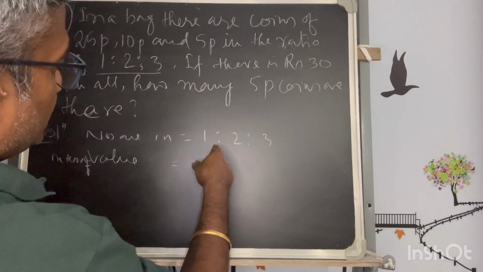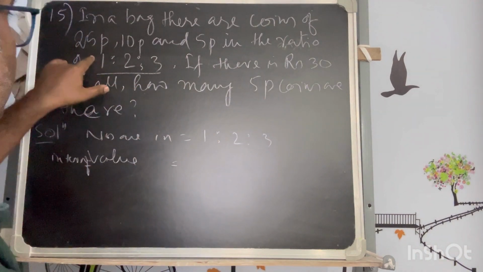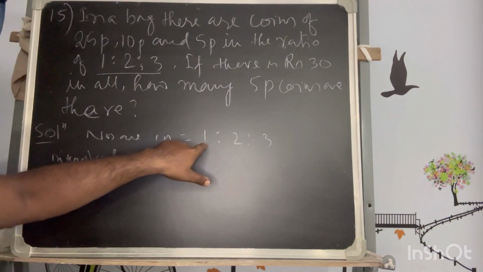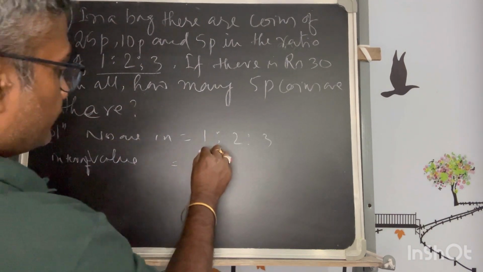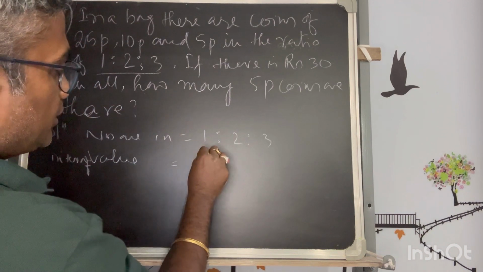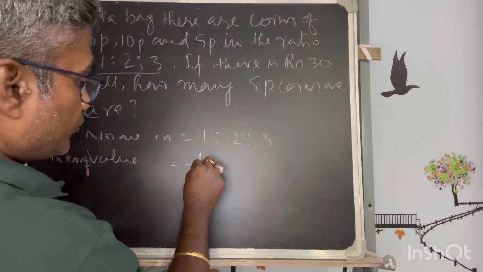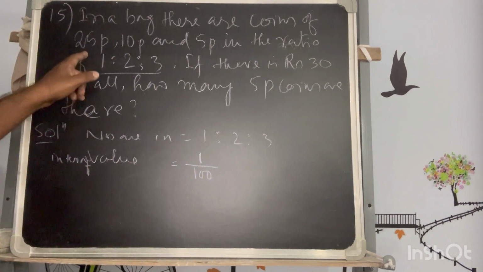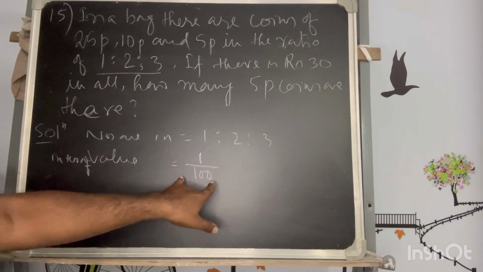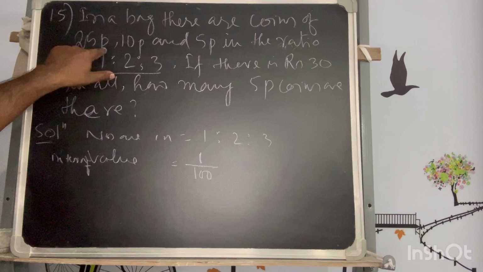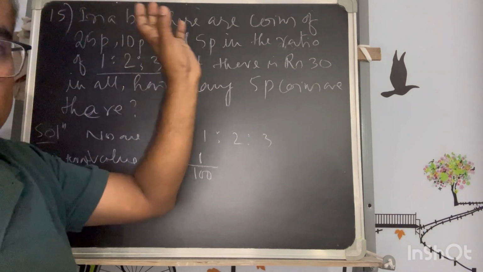So now if I assume all this is to be converted into rupees, then 25 paisa into the quantity will give you the value. Now this value, 25 into 1, will give you 25 paisa. Now I want to convert this value into rupees, so I have to divide by 100 to get the equivalent rupees, because the conversion of paisa is 100 paisa to a rupee.